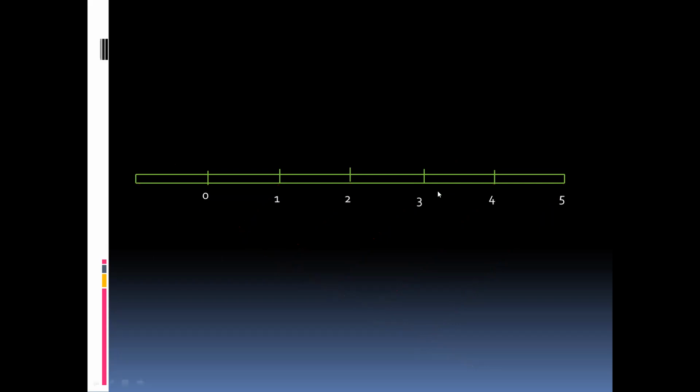Now next part is we have to give the marking for these divisions. So this is how the marking is given. After the first division, write the 0. And on the right side, write 1, 2, 3, 4, and 5. So basically this 6th division will have the number 5. This is how you have to give the name for each division.